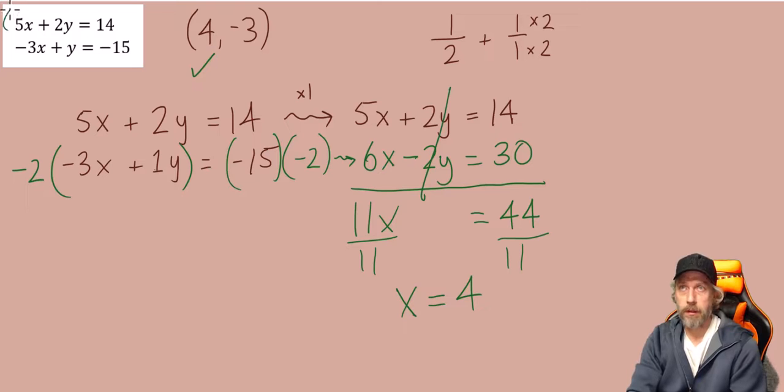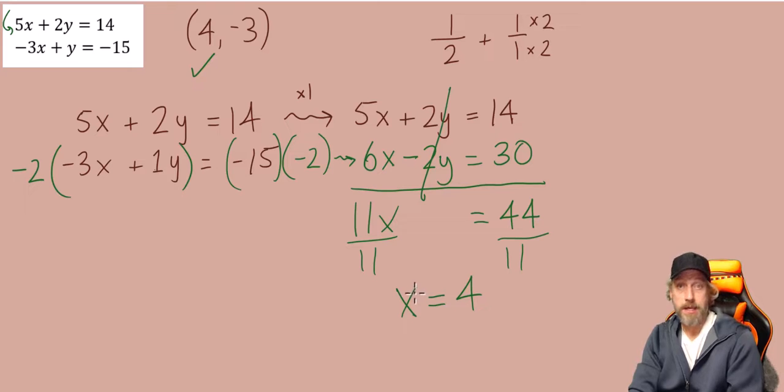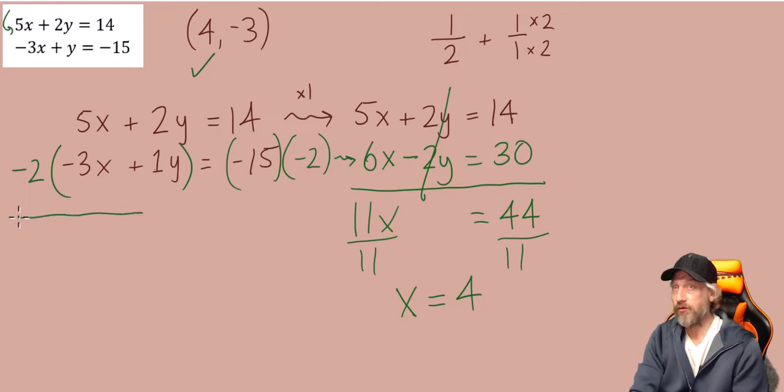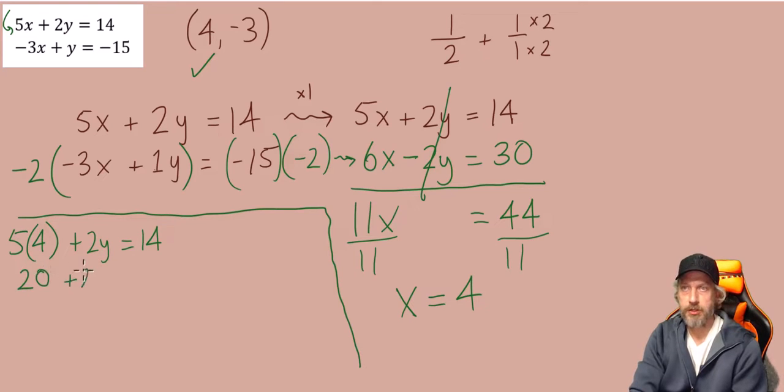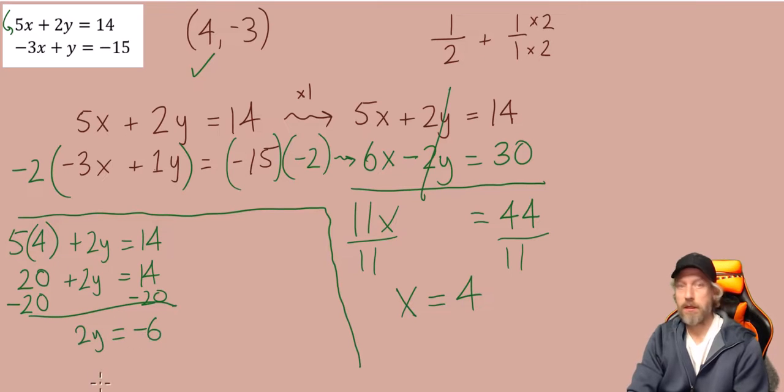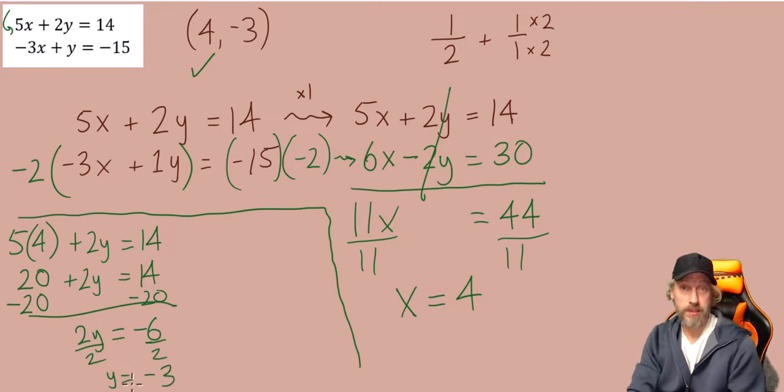Let's do what we need to do, which is, what does y equal? We've got the x. Let's not go too fast. I got a little excited, thought I was done. Not yet. So 5x, if x is 4, is 5 times 4 plus 2y equals 14. So that's 20 plus 2y equals 14. We'll finish solving for y, so we subtract 20. We've got 2y equals negative 6, and then divide by 2. We've got y equals negative 3.